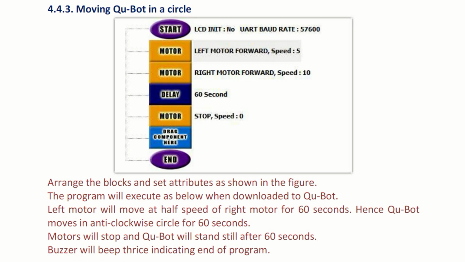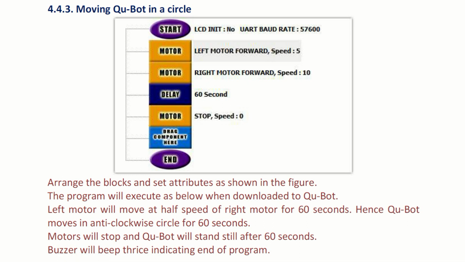So if you write a program, select the component DC motor, drag it and drop it between start and end, and change the attributes. Let's say left motor forward, speed of 5, right motor forward, speed of 10, and be there for 60 seconds, and stop both the motors by selecting speed 0.